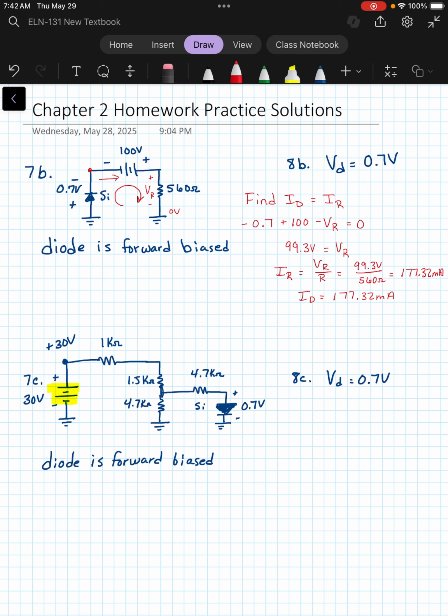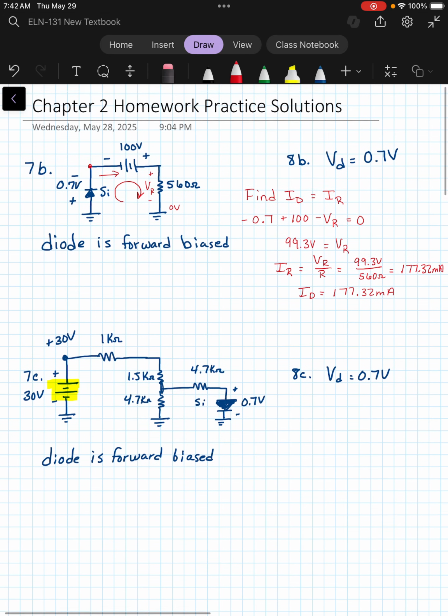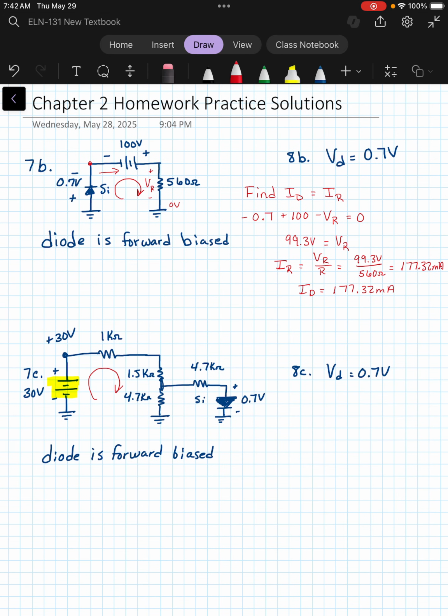It's not necessary, really. That wasn't asked as part of this question. But if you're curious, you can, of course, watch. If you have done mesh analysis, see if you can follow along with this. So what I have here is a circuit with two meshes here and here.